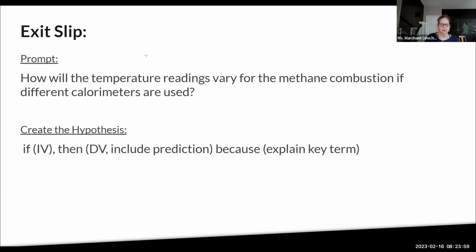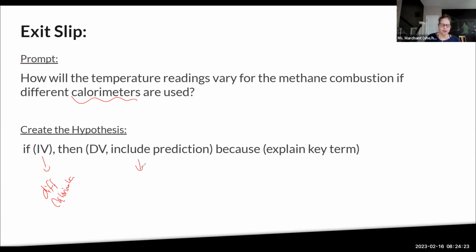Okay, so we are using different calorimeters, different measures of the methane combustion. So you're like, well, that shouldn't be affected. No, they should all be calibrated so that they are the same. But this person wanted to check that out. So IV would be those different calorimeters.